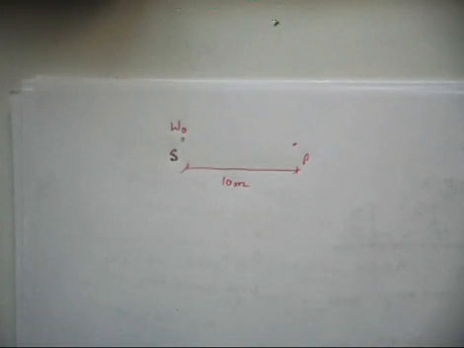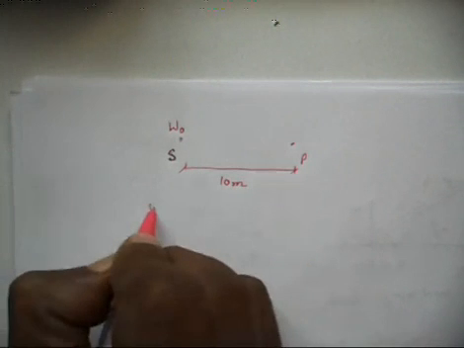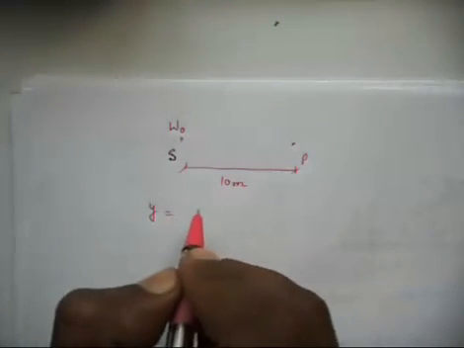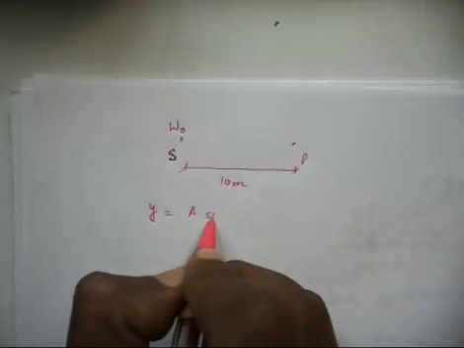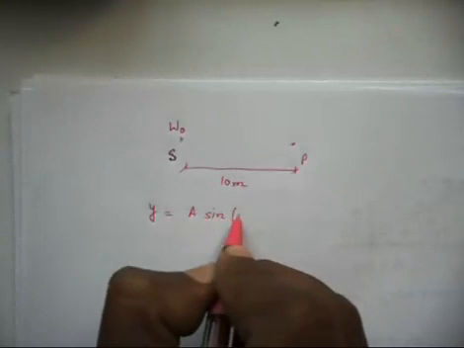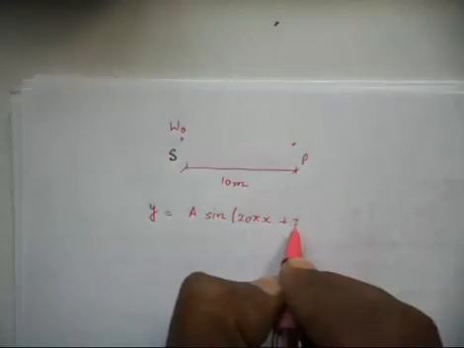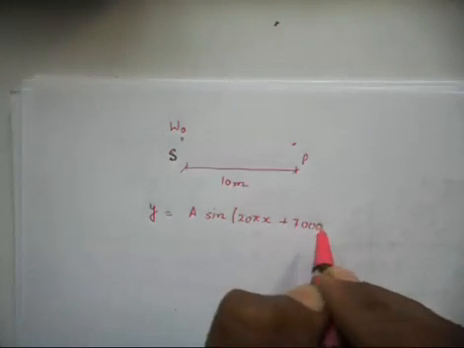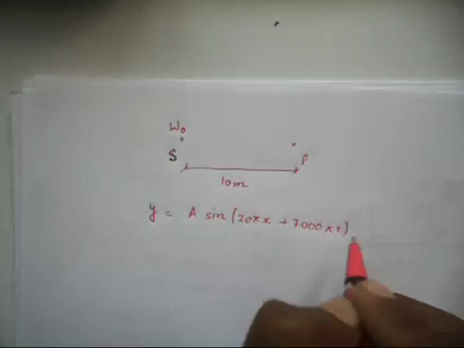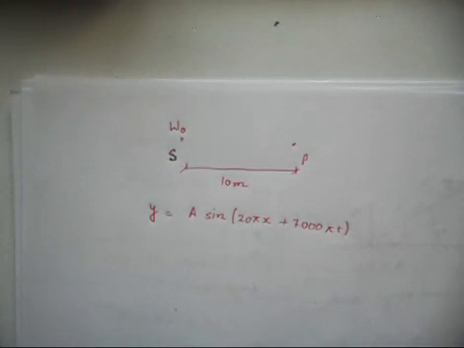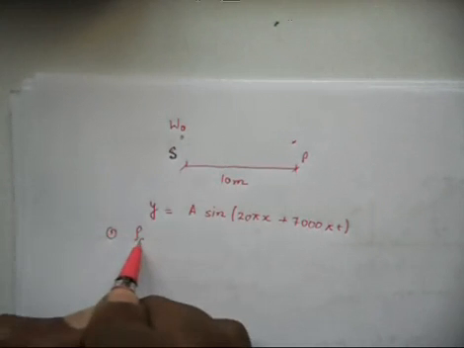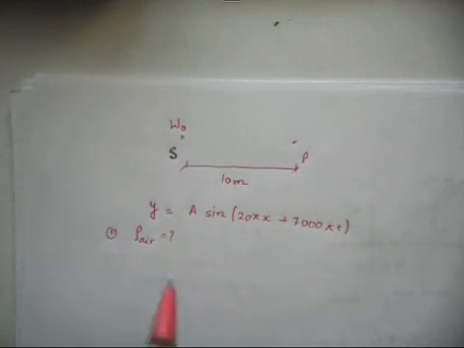And the person writes the wave equation, the wave received by him. So the wave equation written by the person is y equals E sine (20 pi x plus 7000 pi t). So this is the wave equation written by the person. So the first part asks, determine the density of air. So we have to find rho air.